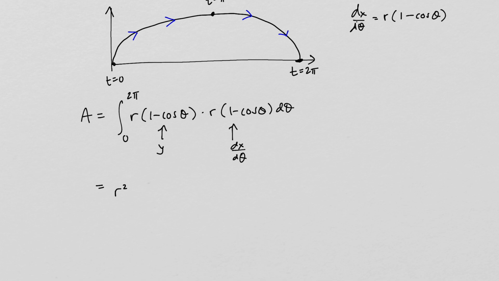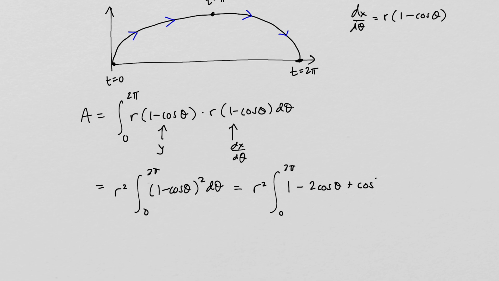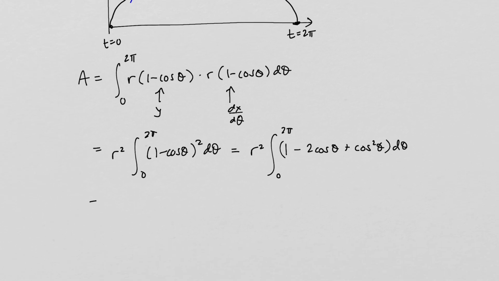We have r squared, which can be factored out of the integral. And then we have 1 minus cosine of theta times 1 minus cosine of theta, which is 1 minus cosine of theta quantity squared. And now from here, we're just going to multiply out 1 minus cosine of theta squared, which gives us this. So we're doing a little bit of FOIL there. And then we'll go ahead and find these antiderivatives. So the antiderivative here is just theta. The antiderivative of negative 2 cosine of theta is negative 2 sine of theta.